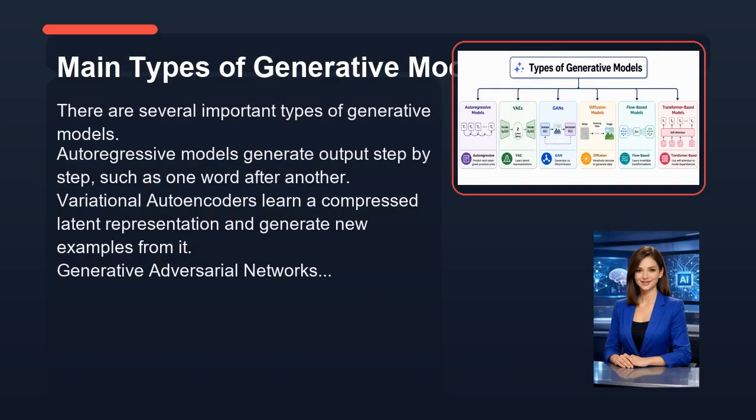Now let's look at the main types of generative models. There are several important types of generative models. Autoregressive models generate output step by step, such as one word after another. Variational autoencoders learn a compressed latent representation and generate new examples from it. Generative Adversarial Networks use two models that compete with each other. Diffusion models learn to create data by starting from noise and gradually refining it. Flow-based models learn reversible transformations between simple distributions and complex data. Each type has strengths, limitations, and common use cases.